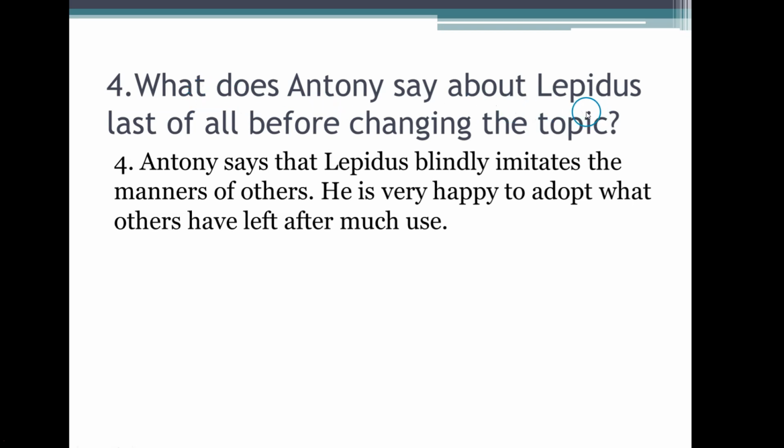What does Antony say about Lepidus last of all before changing the topic? Answer, Antony says that Lepidus blindly imitates the manners of others. So you can underline here, blindly imitates the manners of others. He is very happy to adopt what others have left after much use. You can also underline this thing. He is very happy to adopt what others have left after much use. This answer can also be underlined.